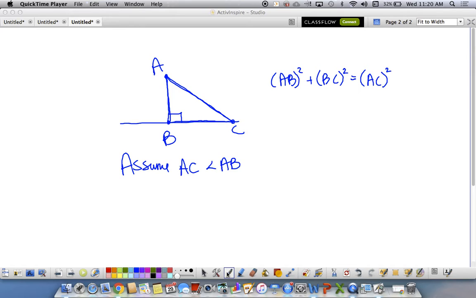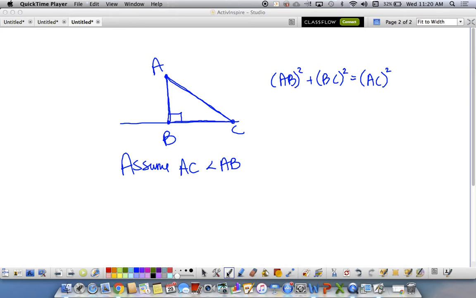Okay? And we know that the hypotenuse, I would almost go with the rule. Do we have a rule that said opposite the greatest angle, the biggest angle, is the longest side? So since AC is the hypotenuse, it must be the longest side because it's opposite the biggest angle. Okay? Therefore, what we assumed can't be true.